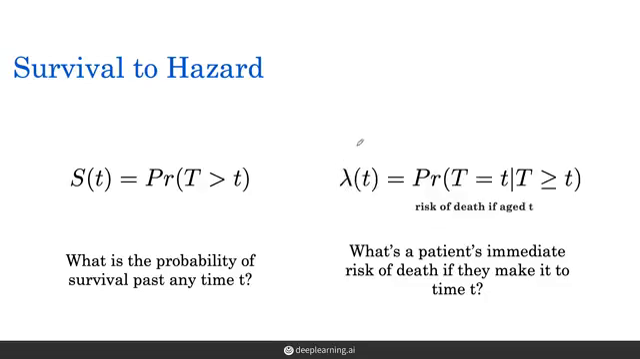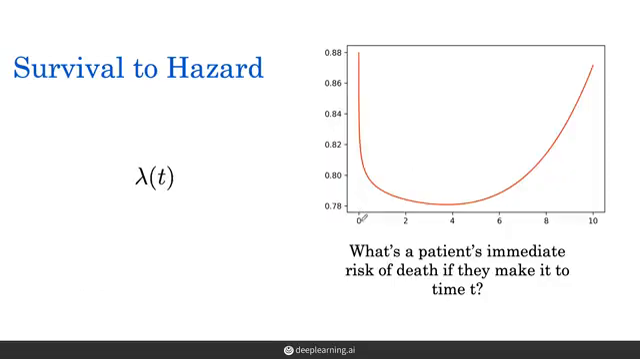So this is what's called the hazard. And the hazard is represented by the Greek letter small lambda. And the hazard of t is the probability that the time to an event is at t given it is at or after t. And the interpretation of this is, what is the risk of death if someone is aged t? What is their immediate risk of death if they make it to time t? And that's what the hazard is.